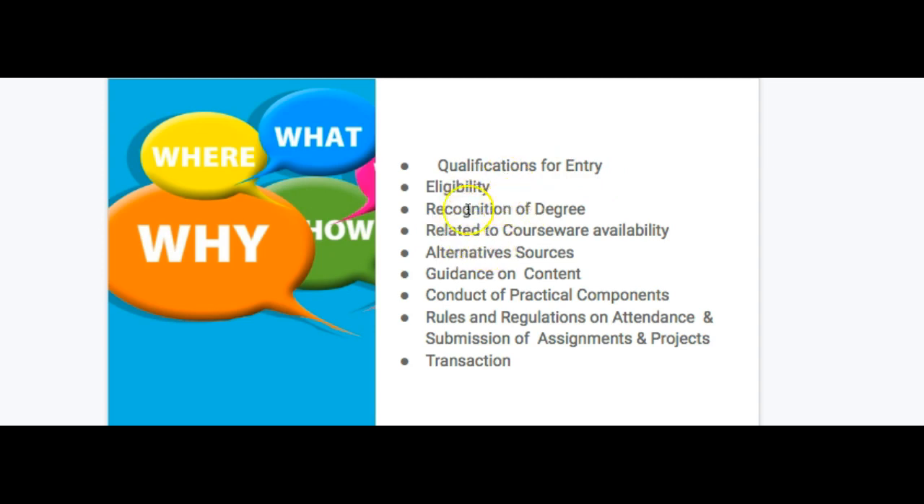I have talked about recognition, and how the courseware will be available. What are the alternative sources if the courseware is not available, what will be the guidance on the content, and how will the practical components be taken care of? What are the rules and regulations on attendance and submission of assignments, and how will the transaction take place? These are only a few questions. There are many more, like: can I get an alternative study guide if the language of the study material is a problem? And so many other questions are there with the learner.